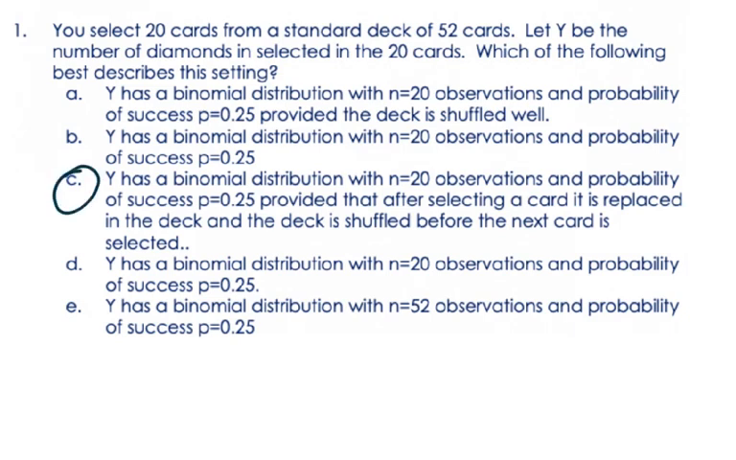Okay, so this would actually be C. It's a binomial distribution, and it's 20 observations. The probability of success would be 0.25. So that's how you would do a problem like that.